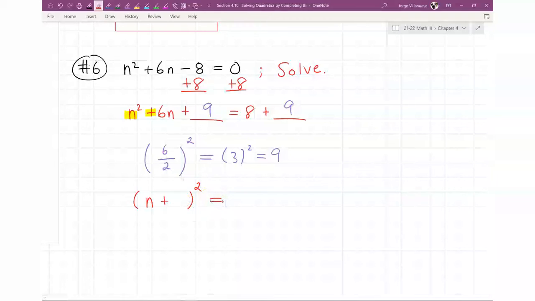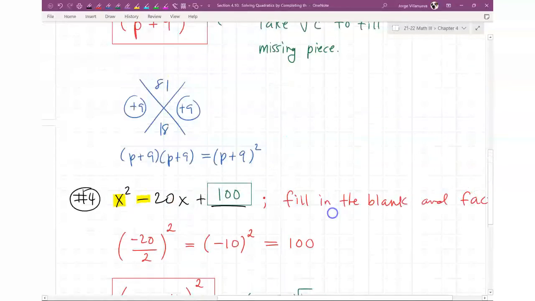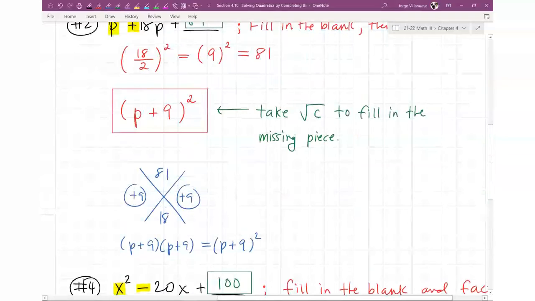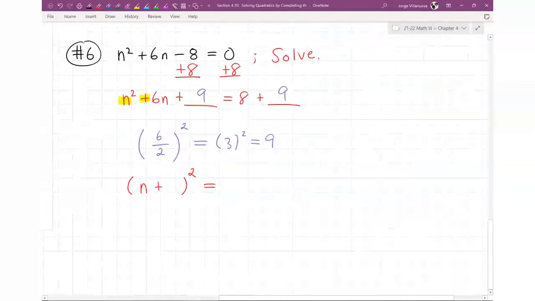Okay, what goes in that little empty spot? Careful, but you're on the right track. A 3. The square root of 9 goes in there, right? Remember, whatever goes in the little part, look what I put right here. Square root of 100 is 10. And the previous one, take the square root of c to fill in the missing piece, right? So just as a reminder, you're looking at your brand new c, you take its square root, that's what's going to go in there. So a 3 goes in there. And on the right side, what do I put? Well, look carefully though. 17, right? It's going to be 17.